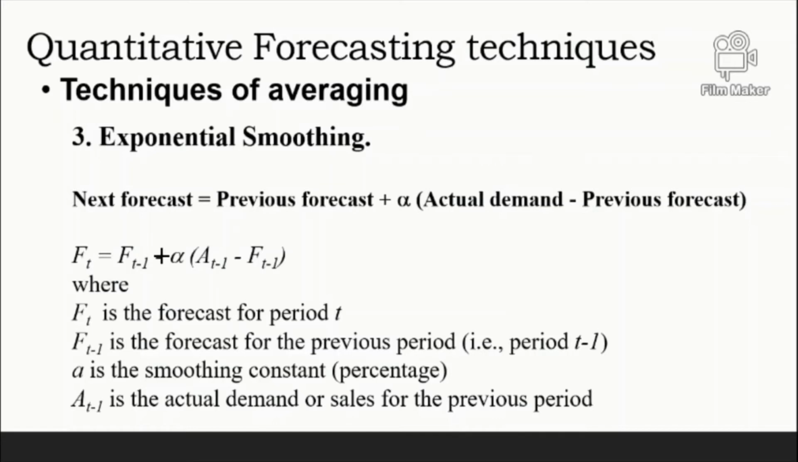The smoothing constant alpha represents a percentage of the forecast error. Commonly used values of alpha range from 0.05 to 0.50. Low values of alpha are used when the underlying average tends to be stable. Higher values are used when the underlying average is susceptible to change.